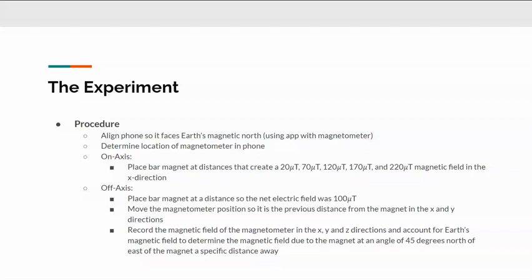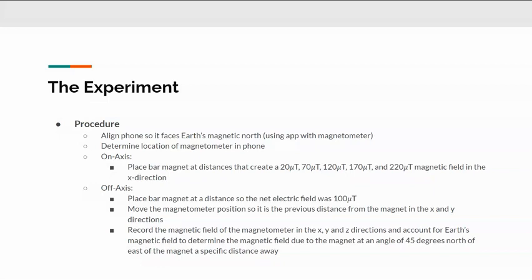And for the off axis, the bar magnet was placed so that the net magnetic field is 100 microteslas, and then the magnetometer is moved a distance in the y direction equal to that of the x direction. And the magnetic field was recorded in the x, y, and z directions at that spot, 45 degrees north of east, at that specific distance.